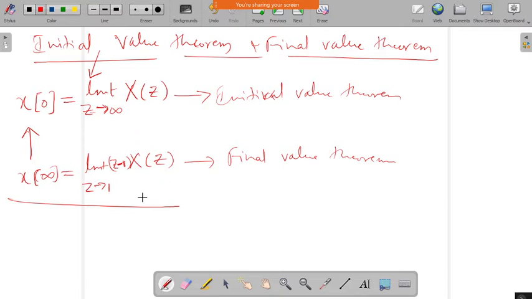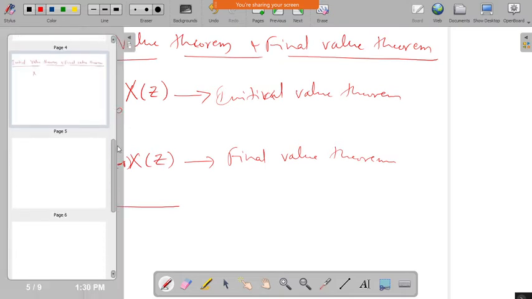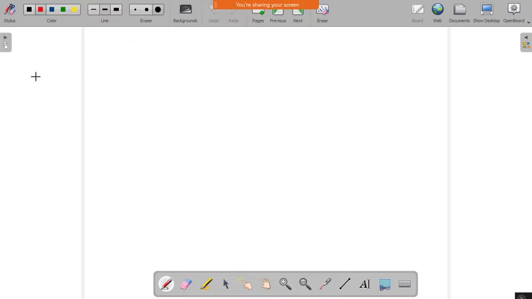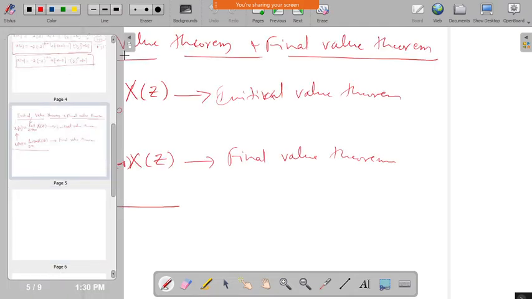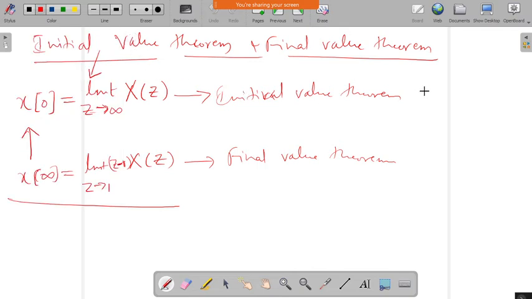Even we can prove this. So x of 0 is equal to limit z tends to infinity X(z), and x of infinity is equal to limit z tends to 1 of (z minus 1) into X(z). First we will take the initial value theorem and prove it. For the initial value theorem, one more condition is that x of n should be causal.